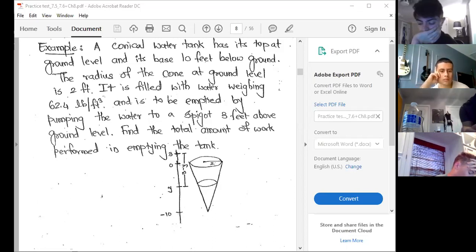10 feet below ground. Ground level is 0, so 10 feet below ground level means it's negative 10. It is below the ground, so it is negative 10. Please keep this in mind.